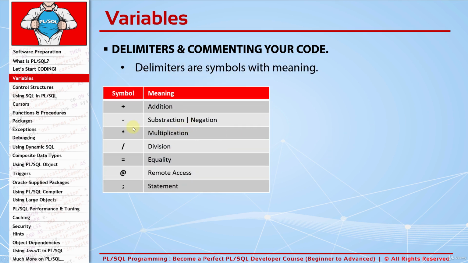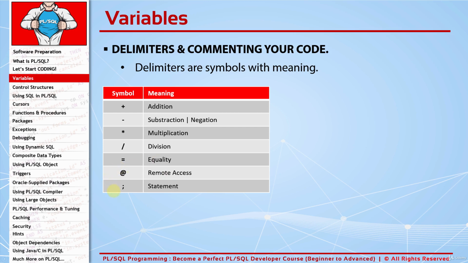You know these 5 symbols: addition, subtraction or negation, multiplication, division, and equality operators. These are all the same like in other programming languages or in math. And this symbol is for remote access. Maybe you know from SQL, if we want to access a remote database, we use DB links. And we use this symbol when we are using database links. The symbol is for remote access to another database.